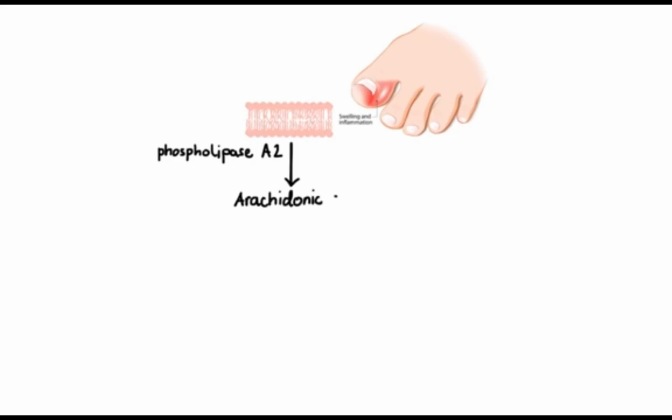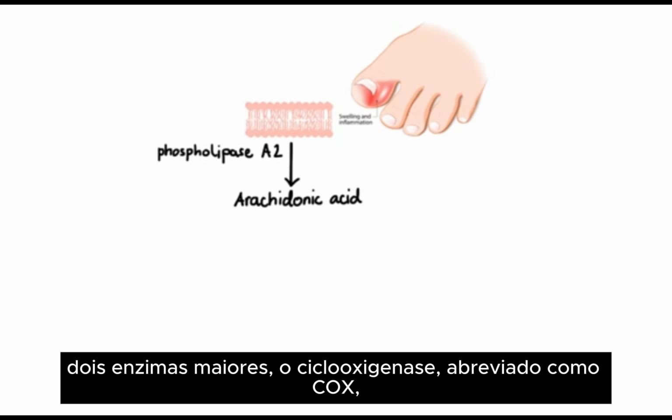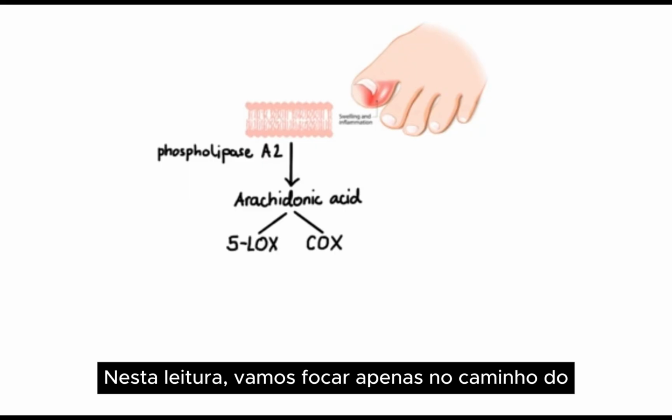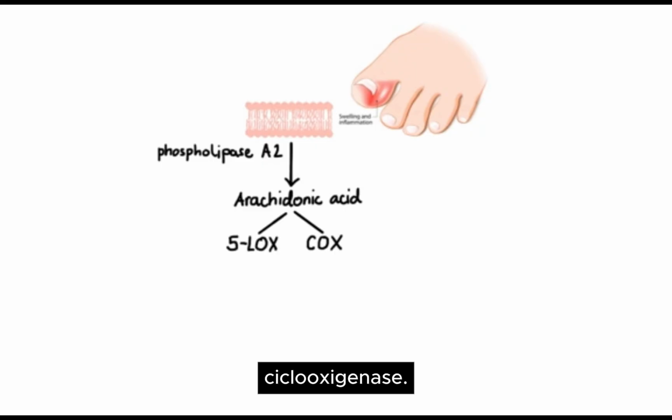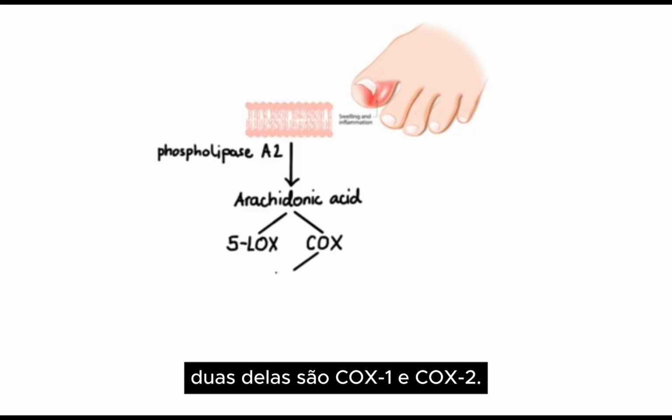arachidonic acid. Now, arachidonic acid is the substrate for two major enzymes, the cyclooxygenase, abbreviated as COX, and 5-lipoxygenase, abbreviated as 5-LOX. In this lecture, we're going to focus just on the cyclooxygenase pathway. Now, the COX enzyme exists in different forms, two of which are COX-1 and COX-2.